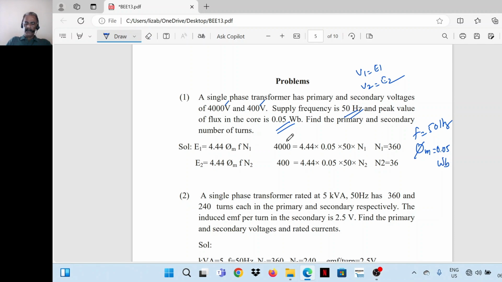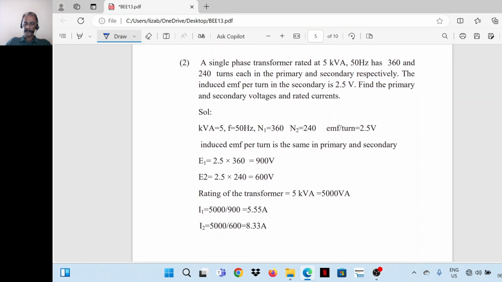So E1, that is 4000, is equal to 4.44 phi m, that is 0.05 F, that is 50 into N1. So N1 is 360. Secondary voltage E2 is equal to 4.44 phi m, that is 0.05 into 50 into N2. So N2 is 36. So primary turns 360, secondary turns 36.